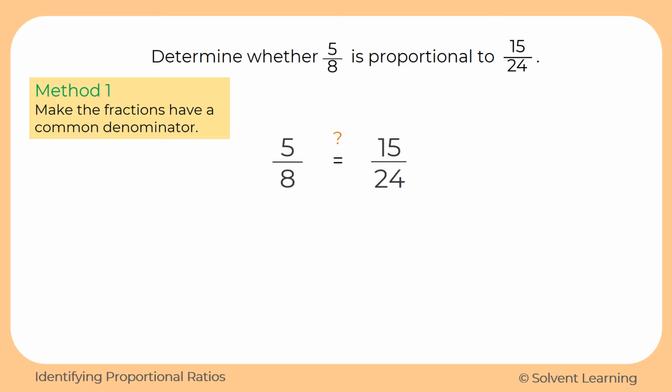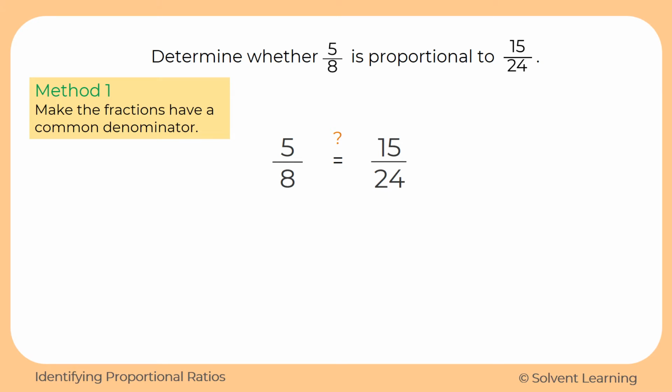So here's our two fractions, and we have a question mark over our equal sign because we're not sure if they are equal to each other or not yet. And remember, that's our goal here. Fractions are proportional if they are equivalent. So let's make these fractions have a common denominator.